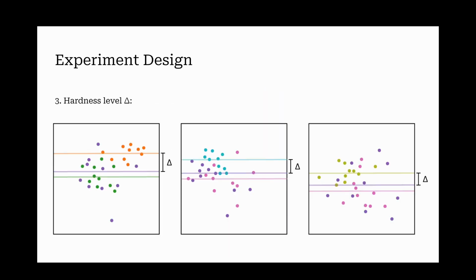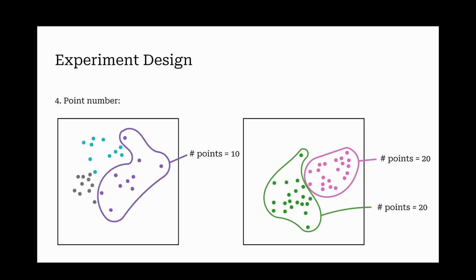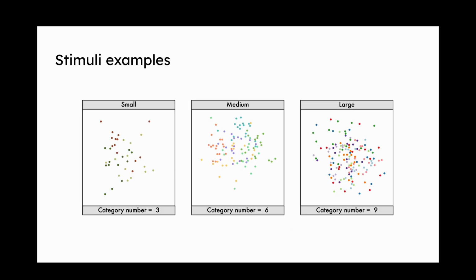Third is the hardness level. We define the hardness level as the distance between the 2 highest y-means. We also restrain the lowest y-mean at a certain range to prevent subsequent means from drifting too far apart and artificially simplifying the task. Finally, the point number represents the number of points in each category. In each scatterplot, every category shares the same number of points, ranged from 10 to 20.